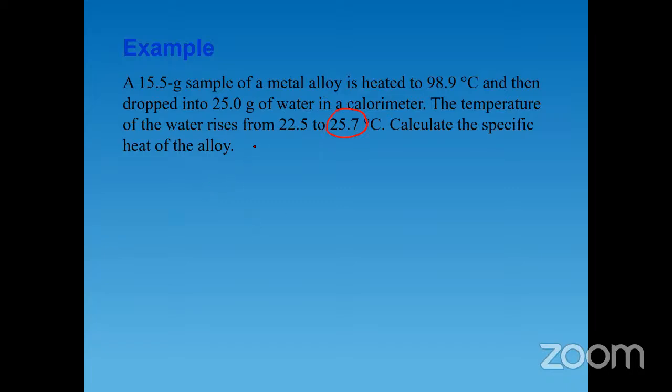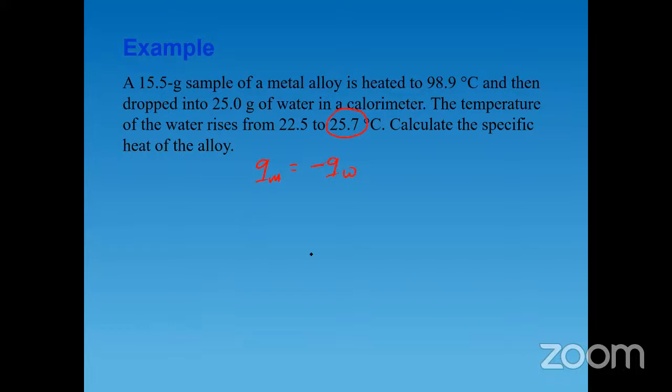So how do we solve this? Well, firstly, we're going to write down the relationship between the heat change for the metal and the heat change for the water. Remember, the metal is losing heat while the water is absorbing heat. So what does that mean? That means that the heat change for the metal is equal to minus the heat change of the water, right? Because the metal is losing heat and the water is gaining heat. The amount of heat gained by the water is the amount of heat that is lost by the metal.